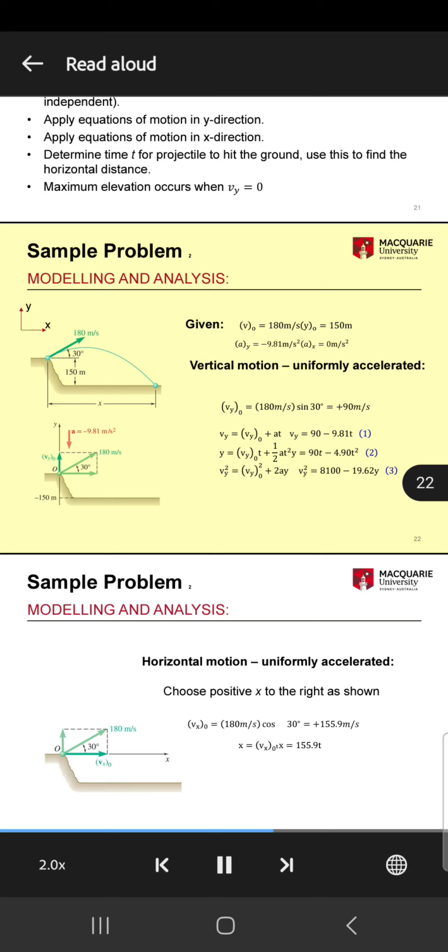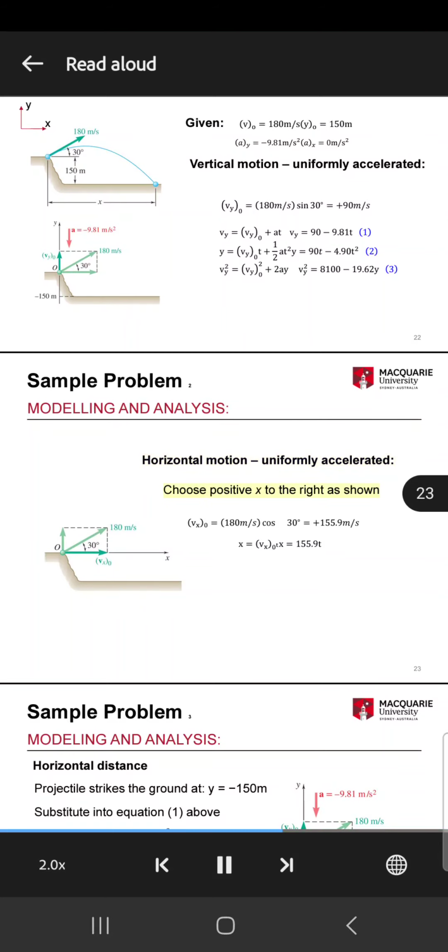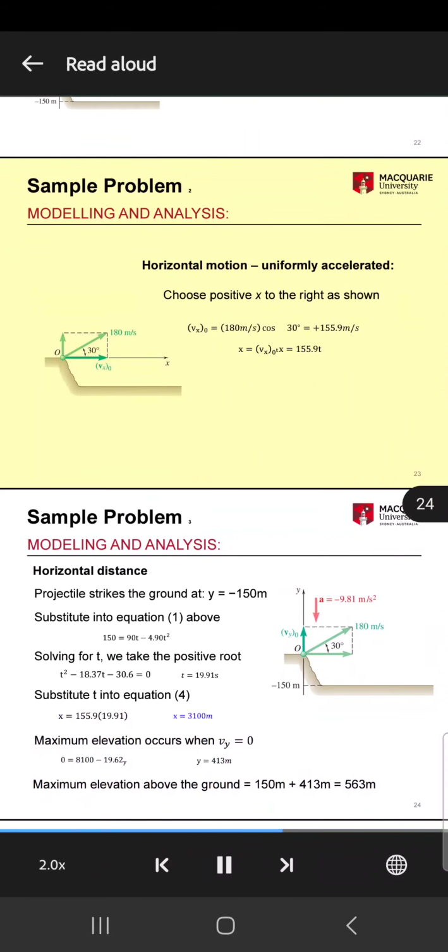y equals v_y0 t plus 1/2 a t², so y equals 90t minus 4.90t². v_y² equals v_y0² plus 2a(Δy), so v_y² equals 8100 minus 19.62y. Sample problem 2: horizontal motion, uniformly accelerated. Choose positive x to the right as shown. x equals (v_x)_0 t, and x equals 155.9t.